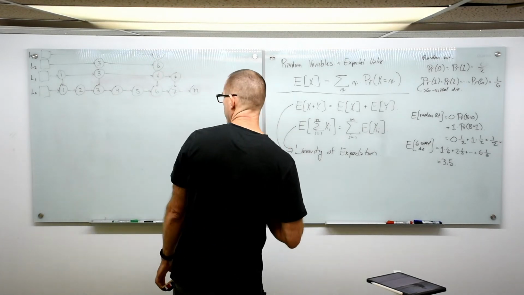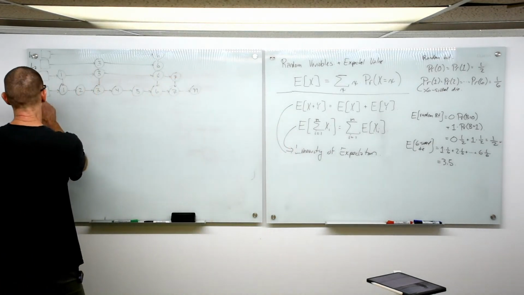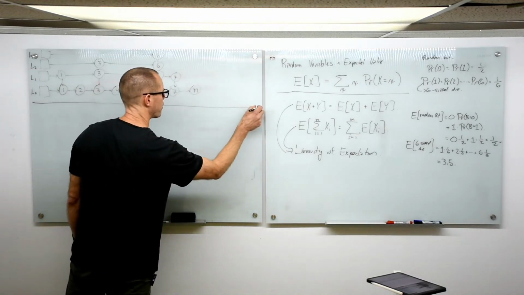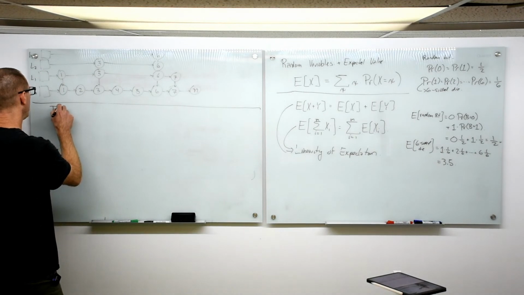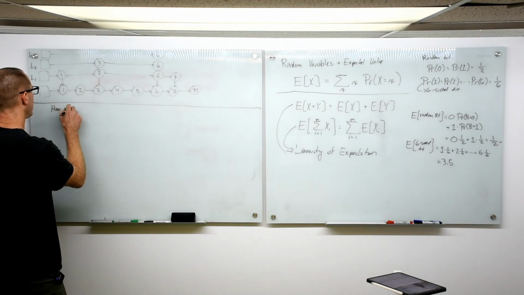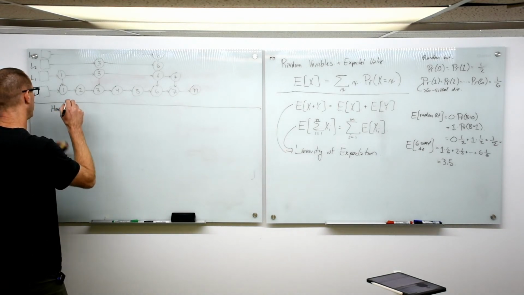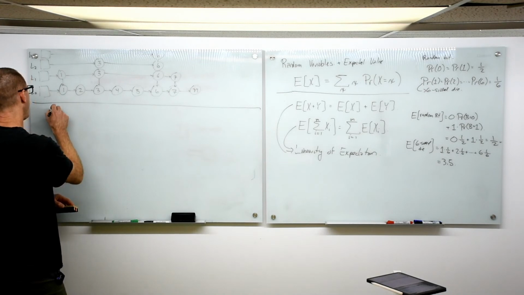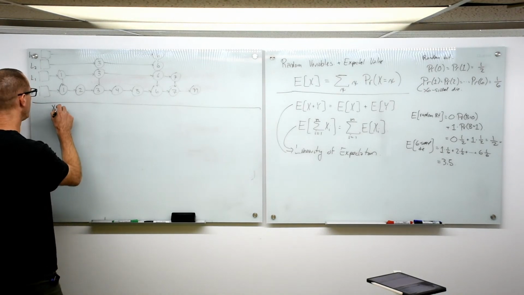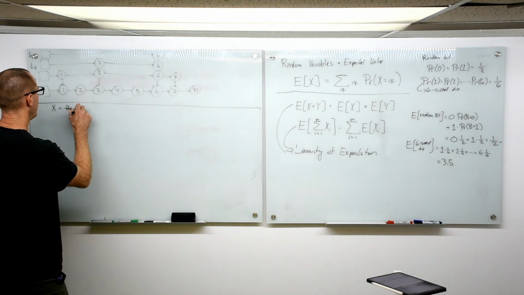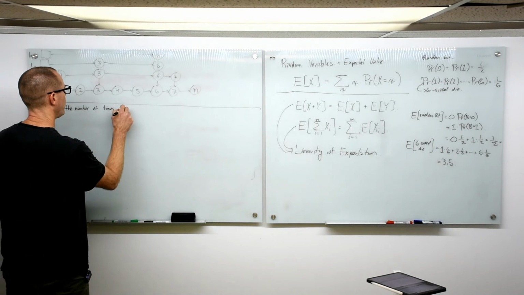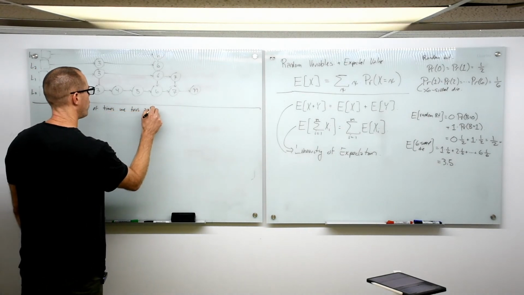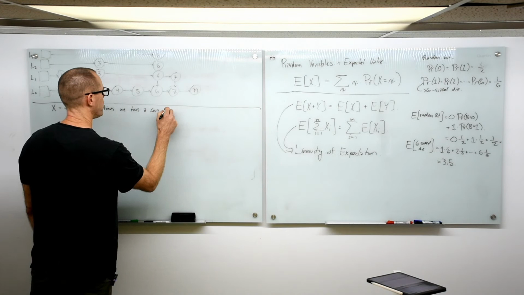So let's start with a basic experiment, which is the following. Let's say x, we'll give it a name, it's a random variable, is equal to the number of times we toss a coin until it comes up heads.